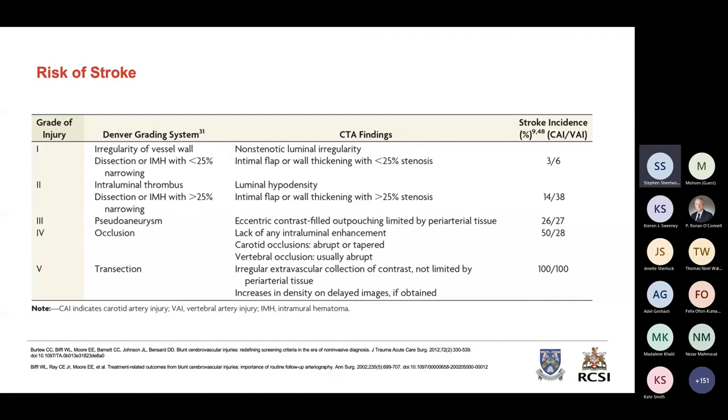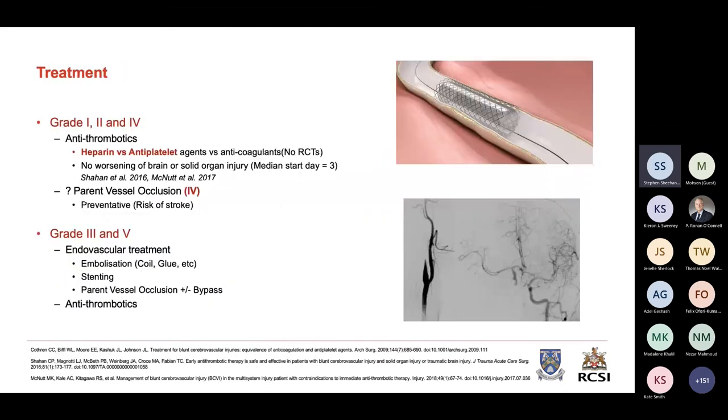Intuitively, the risk of stroke with carotid artery injury increases with the grade. The vertebral artery injury doesn't seem to be related to the grading system, and that's mainly because of the anatomy of the vertebrobasilar system. There are two vertebral arteries that end up as one. So usually if there is a loss of one, a good contralateral vertebral artery can compensate for it.